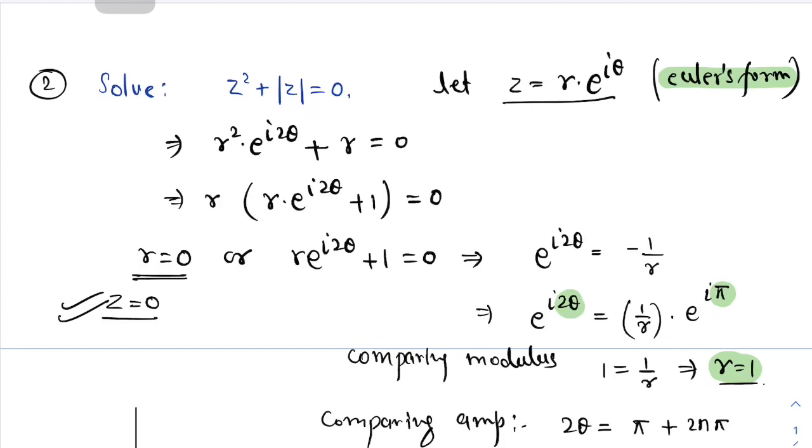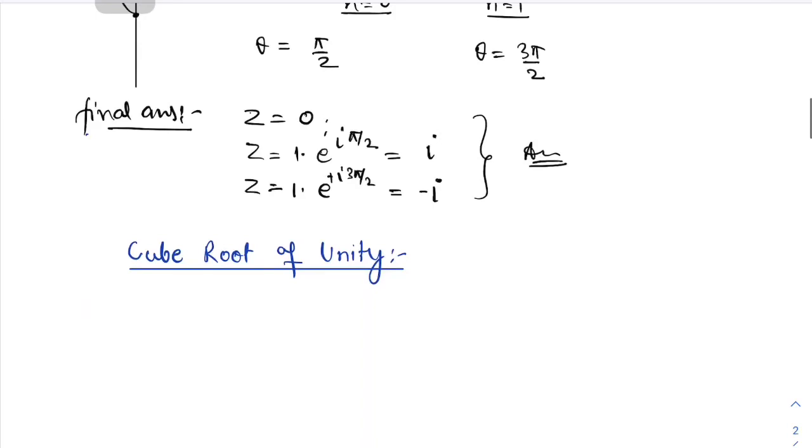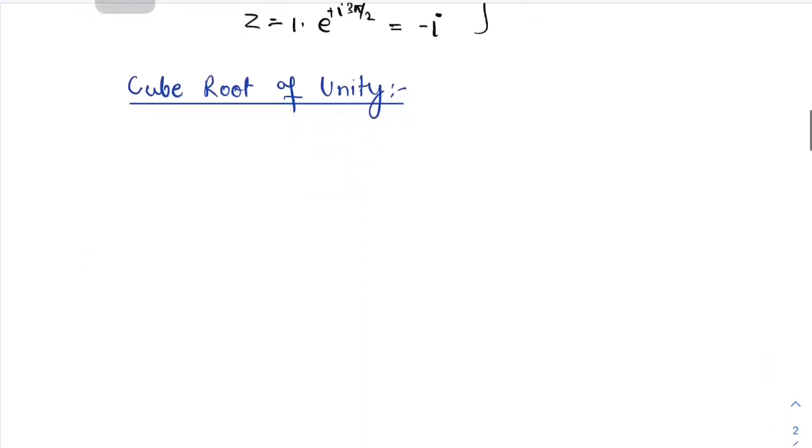Okay, moving on to the next topic, which is very important, very useful and also very simple: cube root of unity. Unity is nothing but 1, so we are going to find the cube root of 1. Cube root of 1 means the solution of z cube equal to 1, that is 1 to the power 1 by 3. We are required to solve this equation.